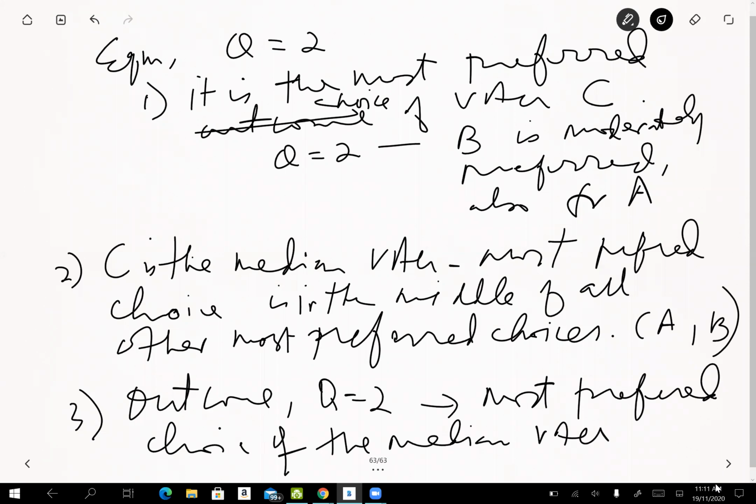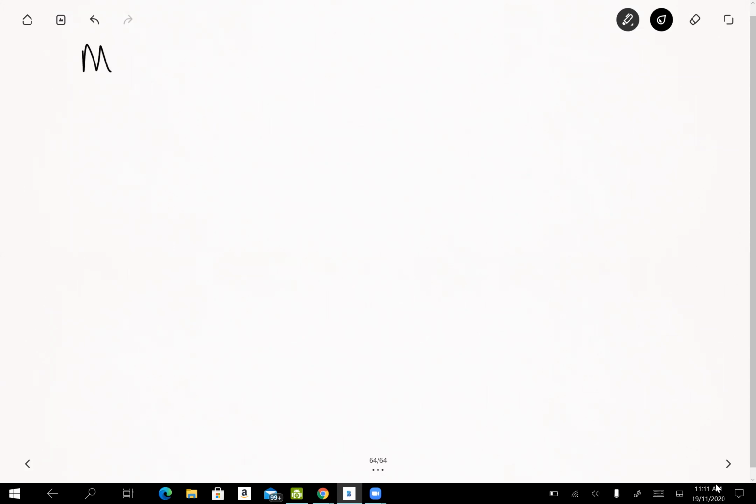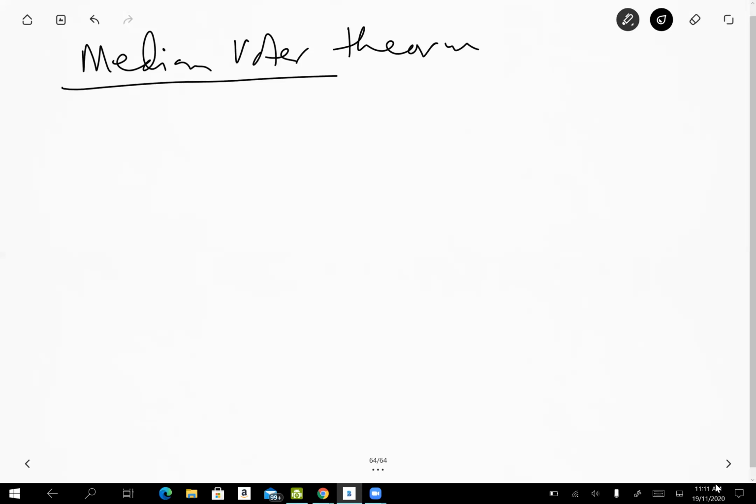So we call this the median voter theorem. It is true for this model. It is true for the one that we were discussing last class. Even if you look at last class, by the voting through text, you will see that the outcome is the most preferred outcome of the median voter. So we call this the median voter theorem. That is the importance of the median voter.